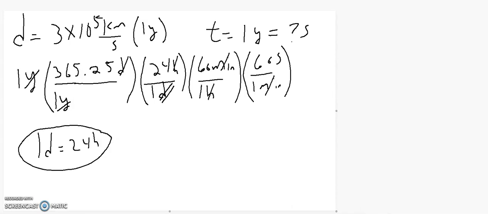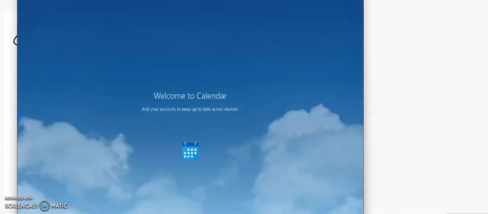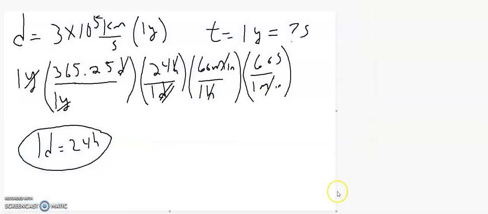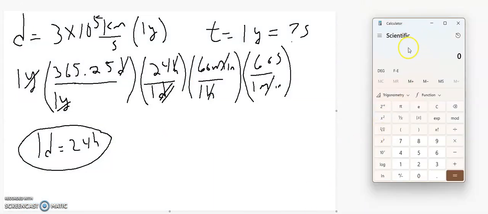Do I have my calculator? Here it is. Oops, no, not that. That was the wrong one. I thought I had my calculator. There it is. Okay, so scientific calculator on the computer. So here we go. So 365.25 times 24 times 60, which is another way of saying times 60 squared. It just simplifies it. So you multiply all that, and that's the number of seconds in a year.